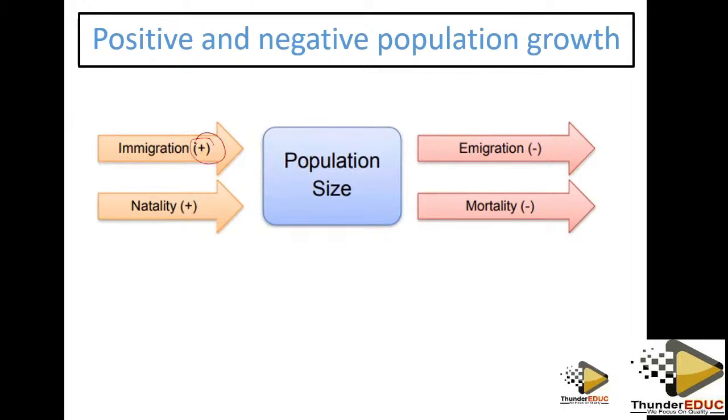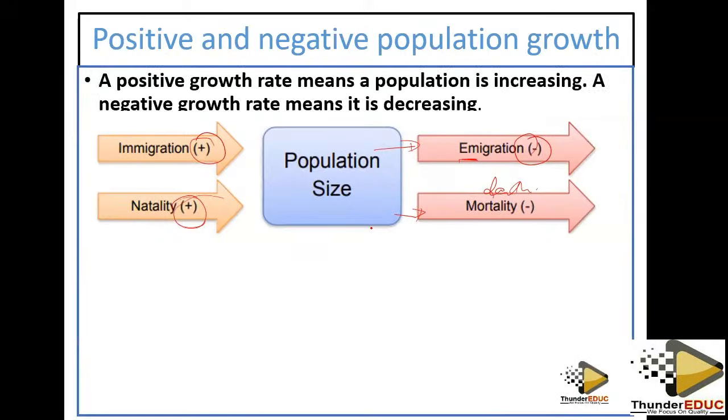Basically, the immigration factor will increase the population size, and the natality, the number of individuals being given birth to, will increase the population size. While emigration, moving out of an area, will decrease the population, and also mortality, the number of individuals who are dying. Death will bring about a decrease in the size of the population.